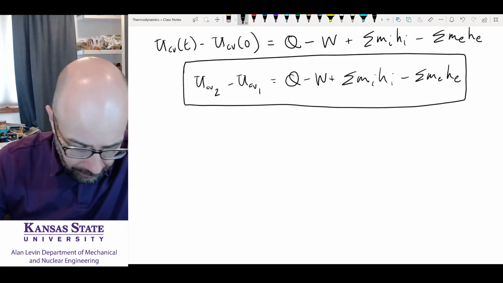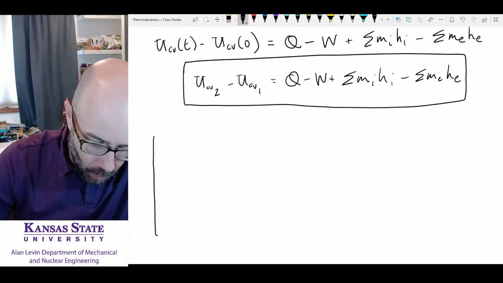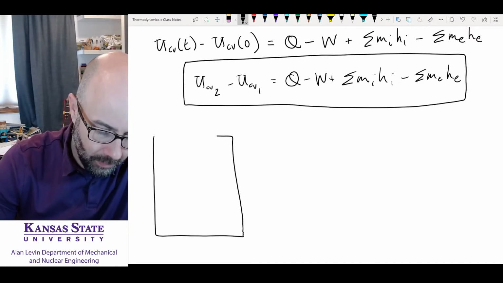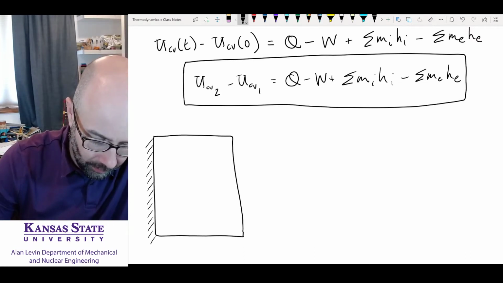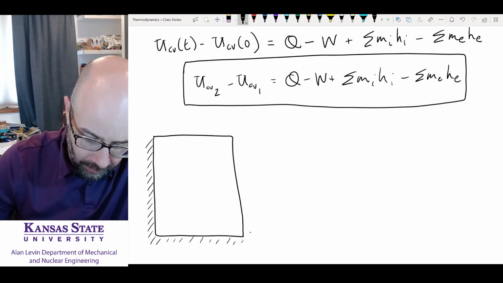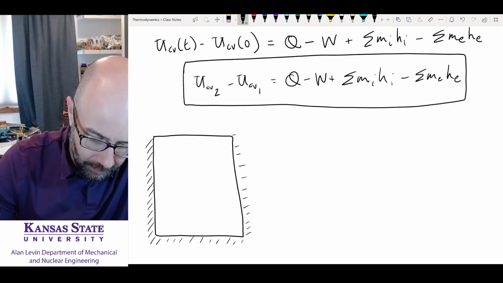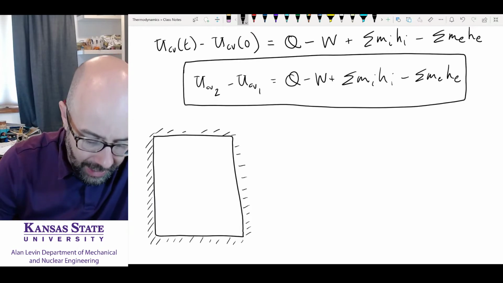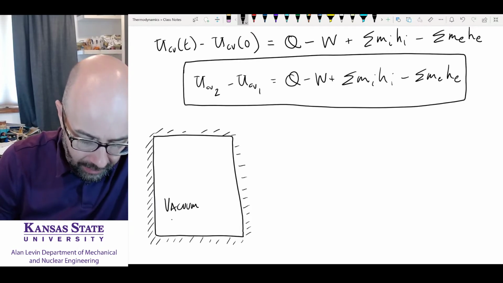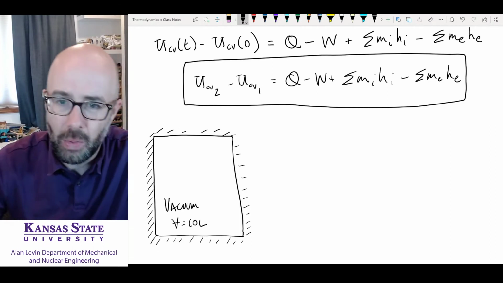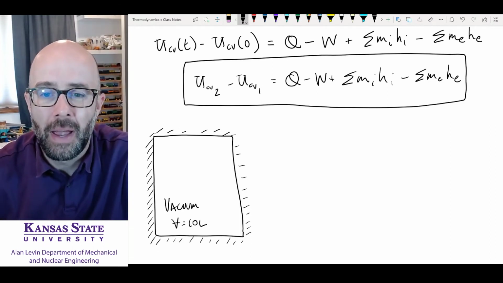Okay, here's our problem. We have a tank, and it is well insulated. And this tank has a vacuum in it. Okay, and the volume is equal to 10 liters. So that's what it is. A tank that has a vacuum, 10 liters.